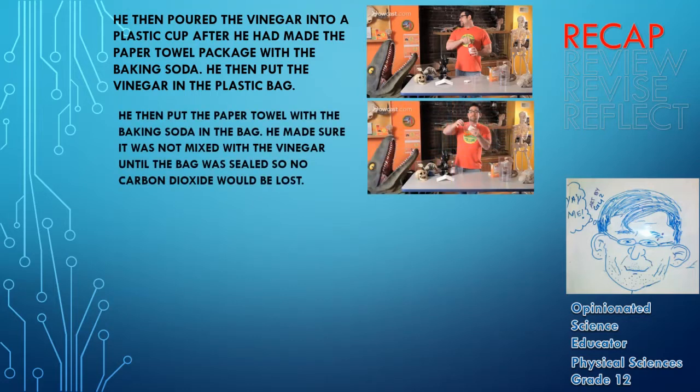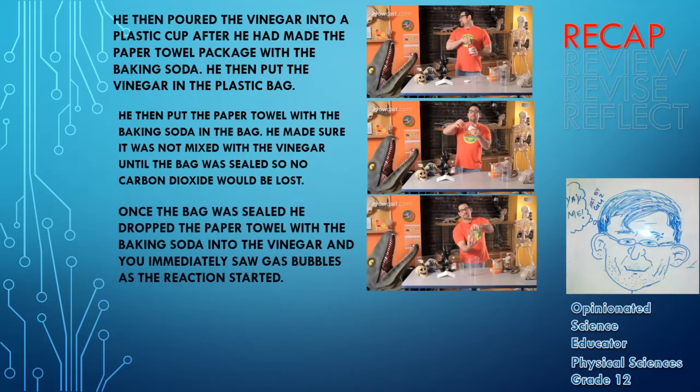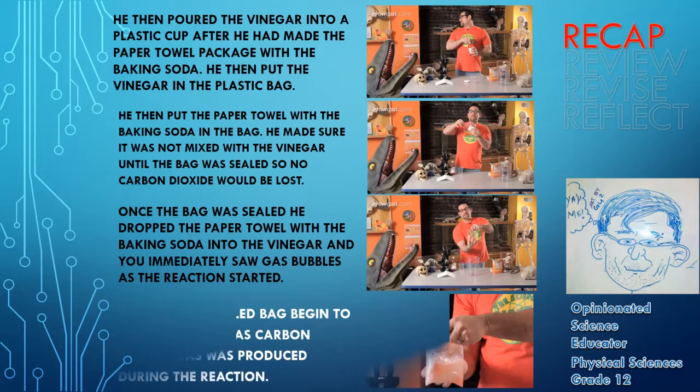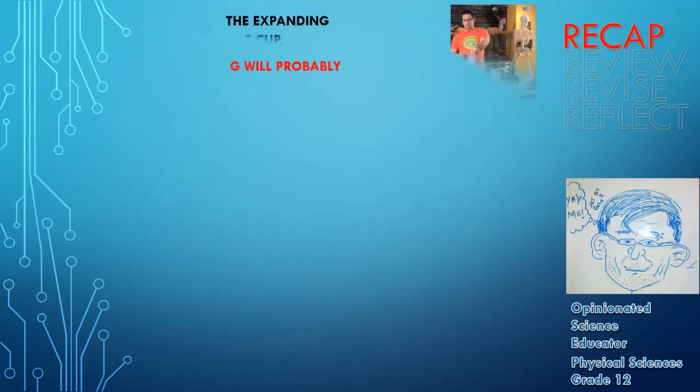Now, he put the towel inside the plastic bag, but he didn't mix them yet because he wanted to seal the bag first so no carbon dioxide would be lost. Once the bag was sealed, only then did he drop the baking soda into the plastic bag. Immediately, you saw gas bubbles as the reaction started. So you saw the sealed bag begin to expand as the carbon dioxide gas was produced during the reaction.